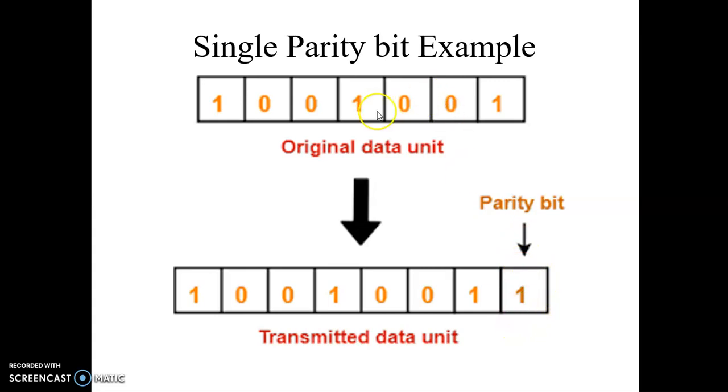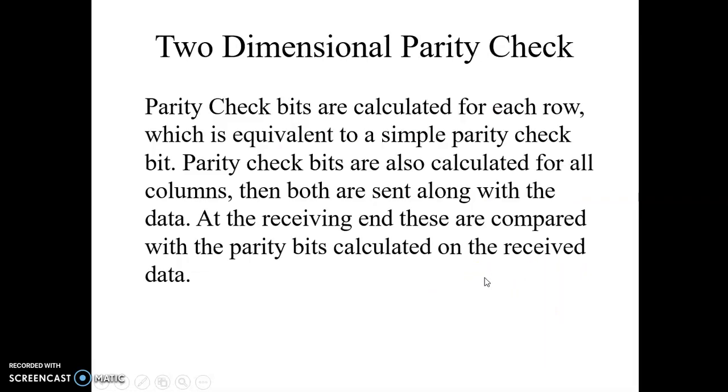Consider if I do not have this last portion as 1. If I have this last portion as 0, then the total number of ones in this original data unit would be even. So if the original data portion consists of an even number of ones, I need to append the parity bit 0 at the last portion of the data frame, and then I need to transmit the data to the receiver end.